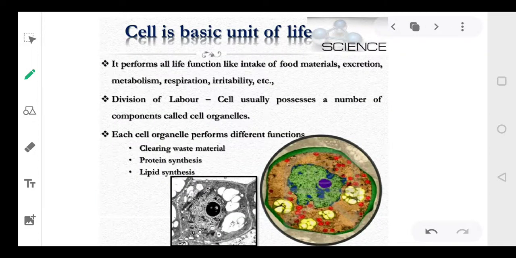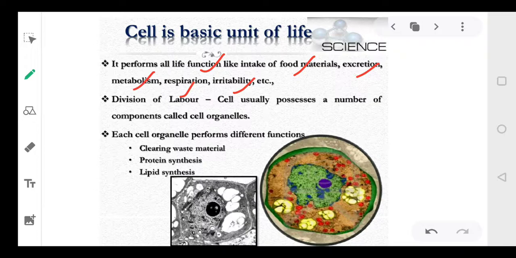Now why are we talking about the cell? Cell में ऐसा क्या important है जो हम cell की बात कर रहे हैं? Cell basically performs all life functions like intake of food, excretion, metabolism, respiration, irritability. तो आपकी body का एक cell सारे काम करता है. It performs all functions.